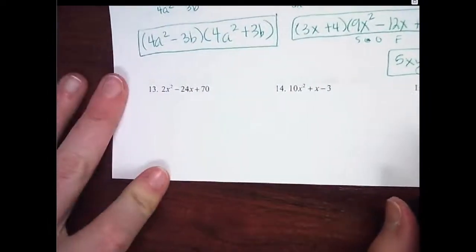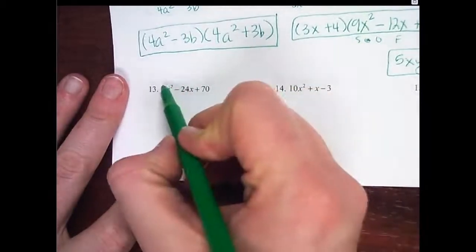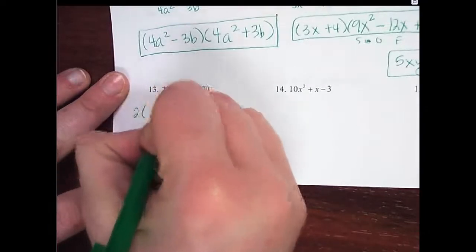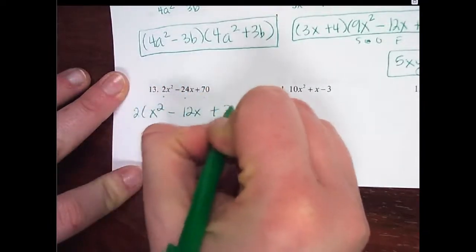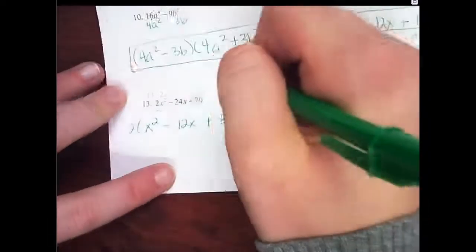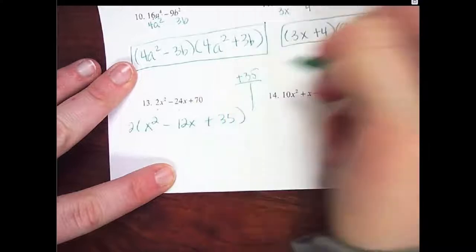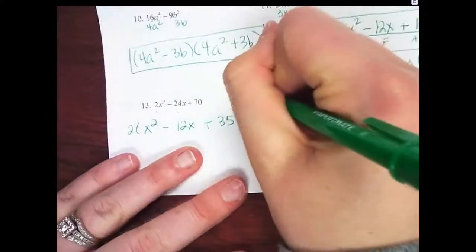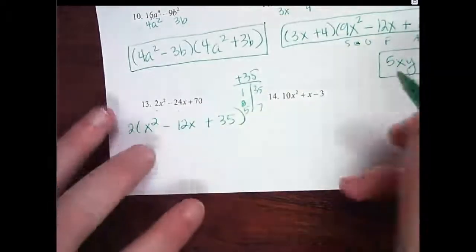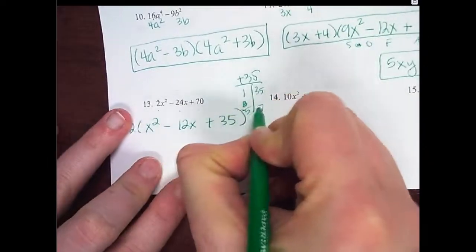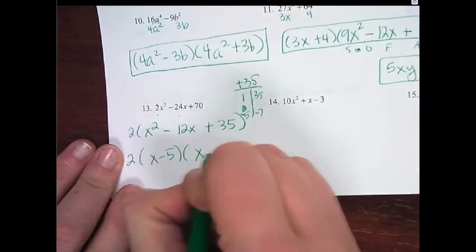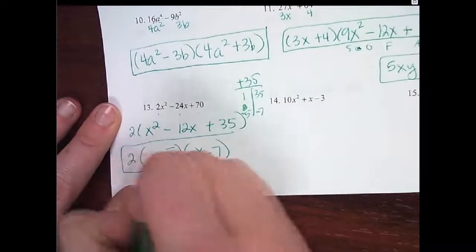Number 13. I see it's a trinomial, so I could do this 2 times 70, but I'm going to take out a GCF first of 2, which makes my trinomial a little bit nicer. So I have positive 35. My factors are 1 and 35. Oops, not 3. 5 and 7. So to get negative 12, I need negative 5 and negative 7. So I still leave the 2 out here. x minus 5, x minus 7.